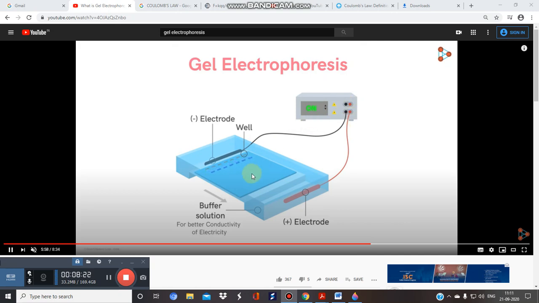So when we turn on this assembly, what happens? The dye will move and it will carry the DNA also. So when the dye goes to this point, this will give an indication that the dye has reached the top point. So when we reach this point, we will turn off our assembly. Okay, and where is the DNA? DNA is in between this.